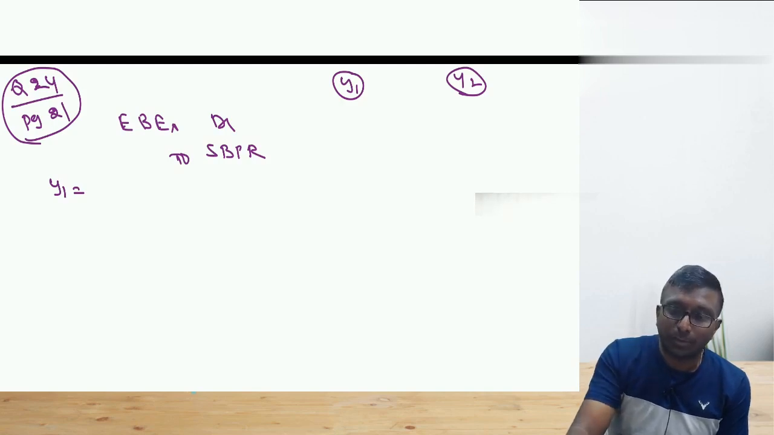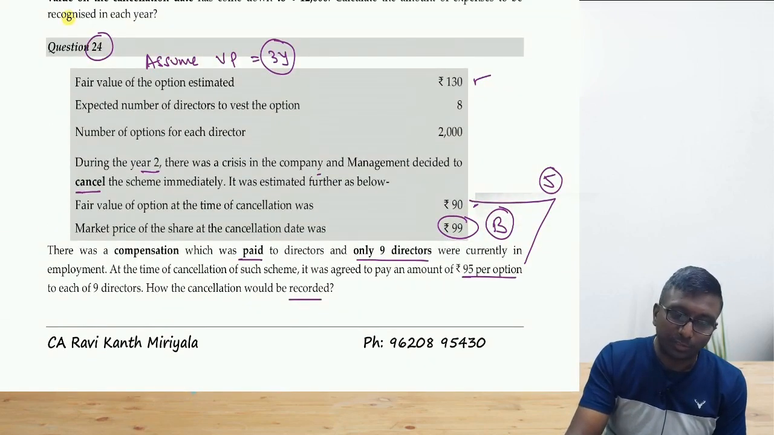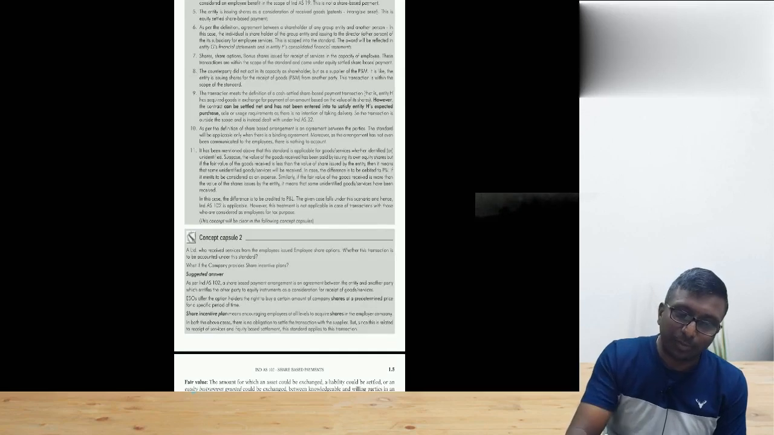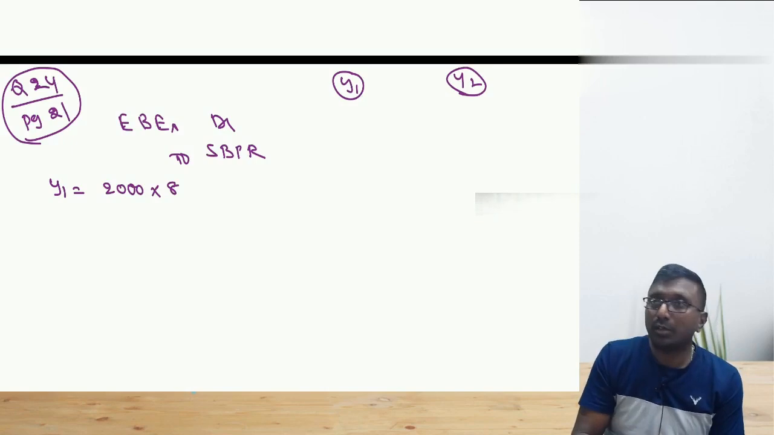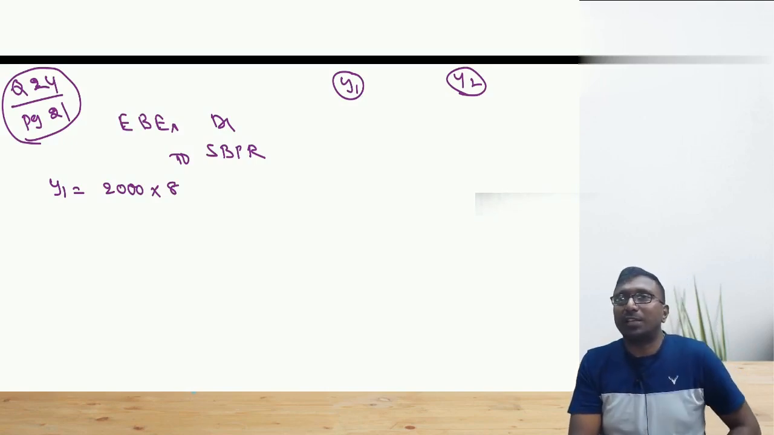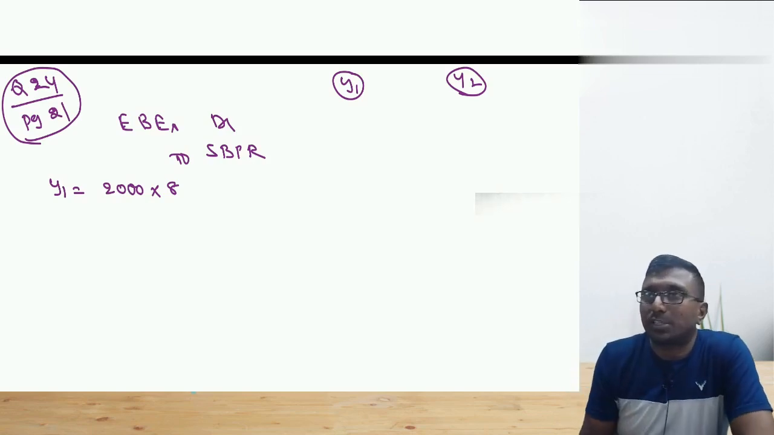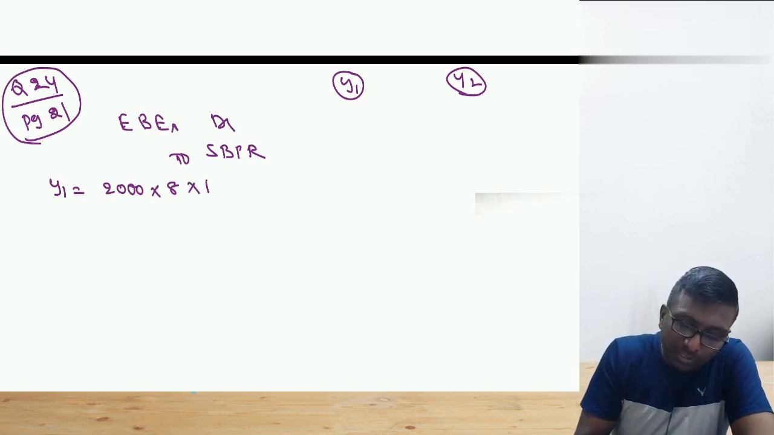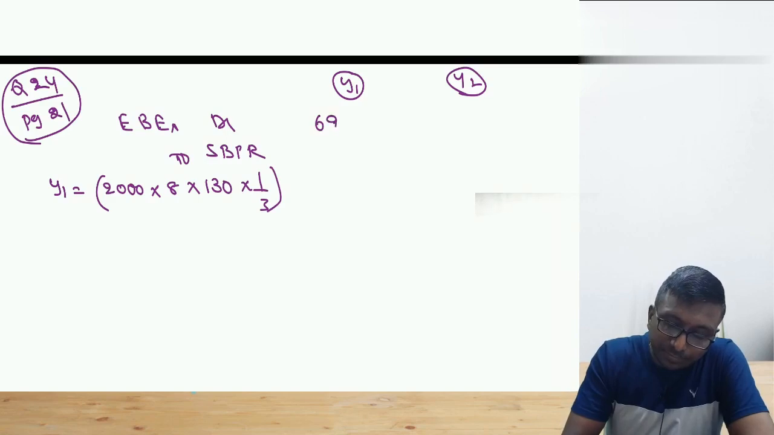What is the option? How many options he said? Per head 2000 and estimated only 8 people. Correct? Right. First estimation is 8. When next year you are cancelling, one guy did not leave as per estimation. Yeah. Into 130 na. Into 1 by 3. 6 lakh 93,000. Okay. 693,333.